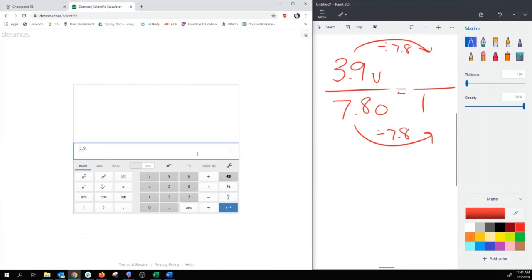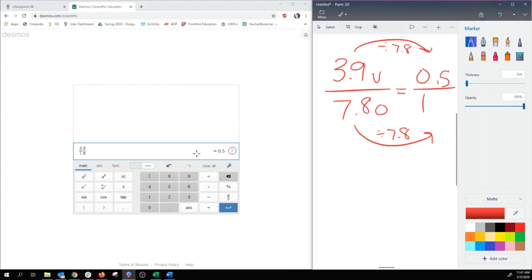3.9 divided by 7.8 gives me 0.5. So I need 0.5 cups of vinegar for every 1 cup of olive oil.